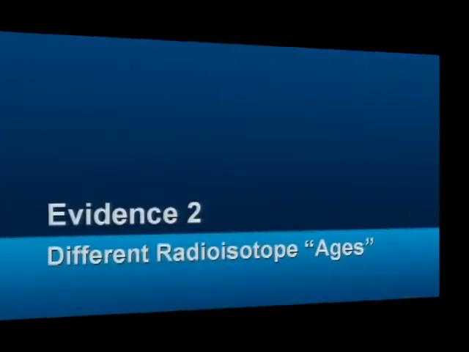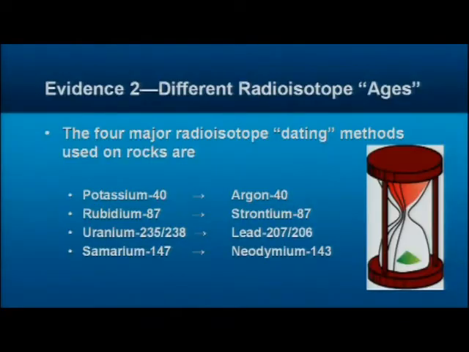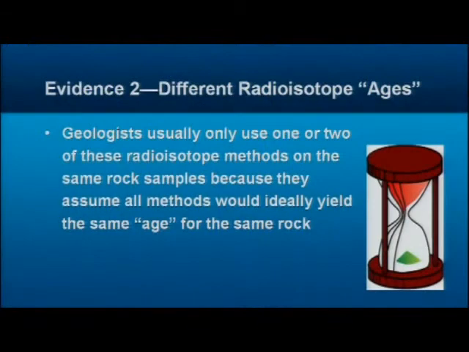Evidence number 2, different radioisotope ages. Well, the 4 major radioisotope dating methods used on rocks are potassium to argon, rubidium to strontium, uranium to lead, samarium to neodymium. Now, when most geologists do their studies, they only ever use 1 or 2 of these methods on their rock samples. Why?